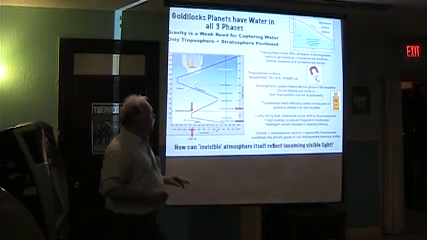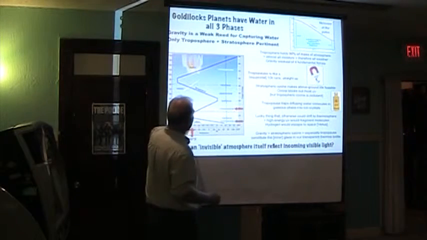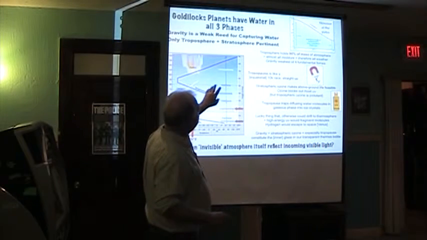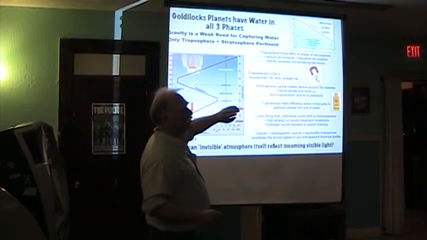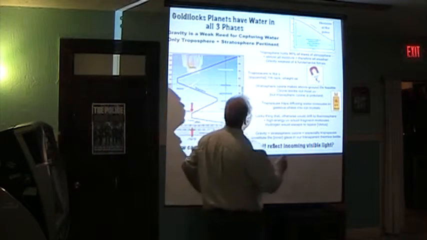All right, we have to know a few things about the atmosphere, but not all of this. Just a couple of things. The troposphere is where we live. It holds 90% of the mass of the atmosphere, almost all the moisture, and therefore all the weather happens in the troposphere.